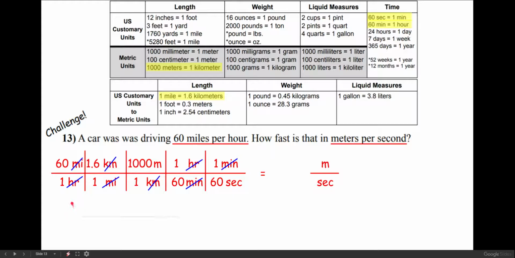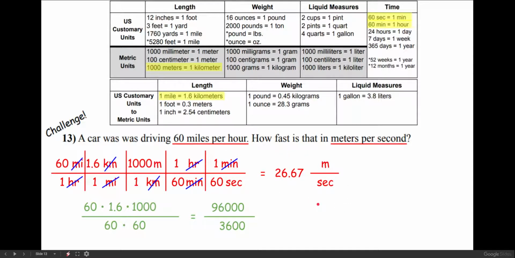Let's deal with the numbers. We have 60 times 1.6 times 1,000, and then you could multiply by 1 and 1, but what's the point? On the bottom we have 1, 1, 1, and 60 and 60, so 60 times 60. Try with your calculator: 60 times 1.6 times 1,000 divided by 60, divided by 60 again. See if that works for you. Otherwise, you may have to get the product of the top first, which is 96,000, and the product of the bottom, which is 3,600, and then divide that. You should get 26.67 meters per second.